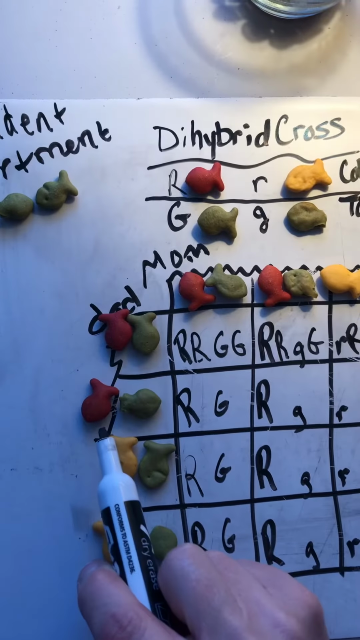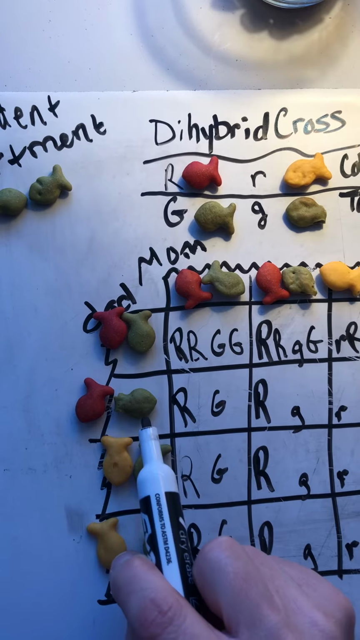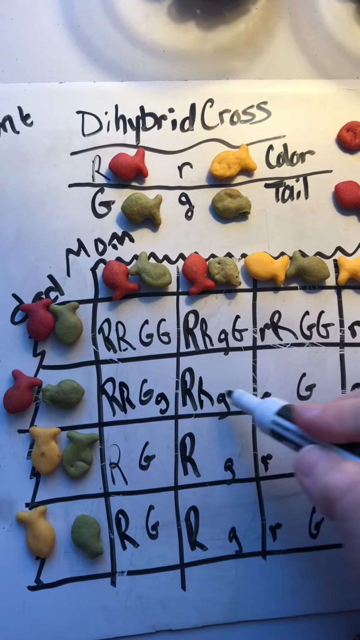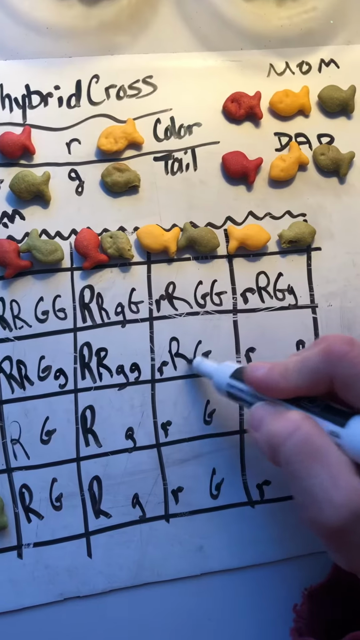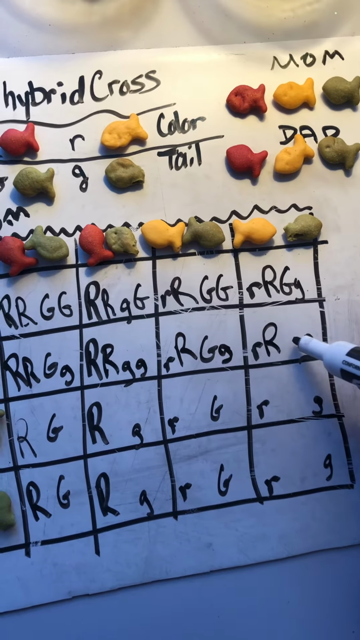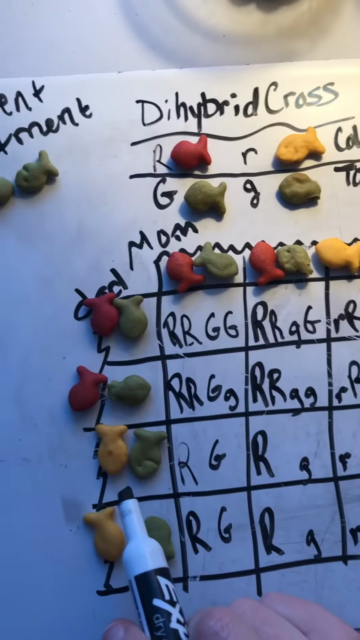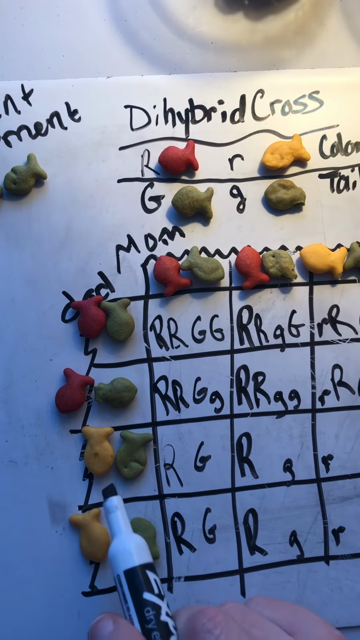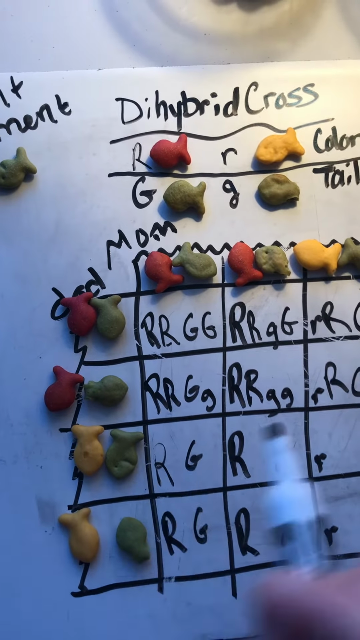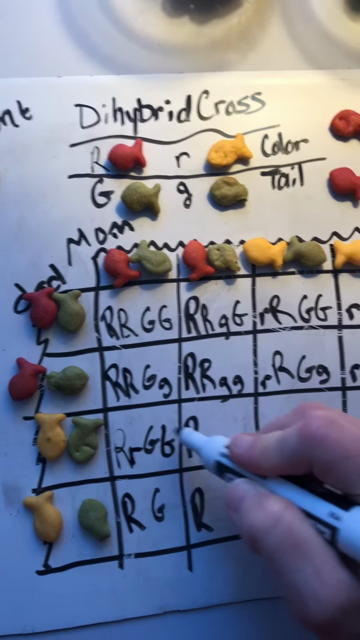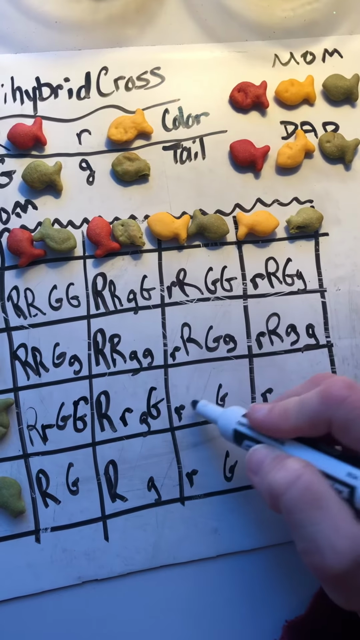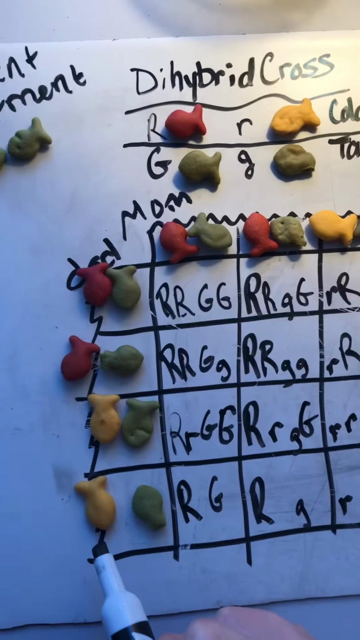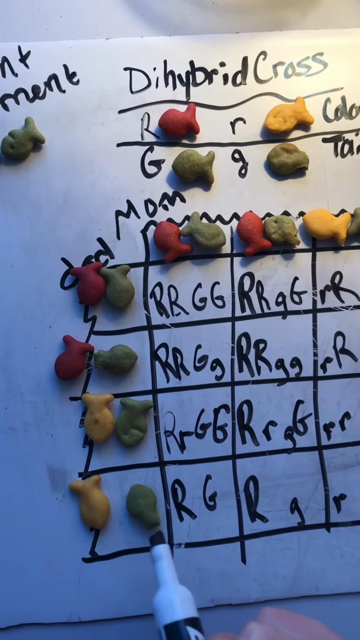This next row, we have a big R for red, but we have a little g representing our tailless condition. So big R, little g, across the row. Next row down, we have recessive in color, but dominant for our tailed condition. So little r, big G, across the row.